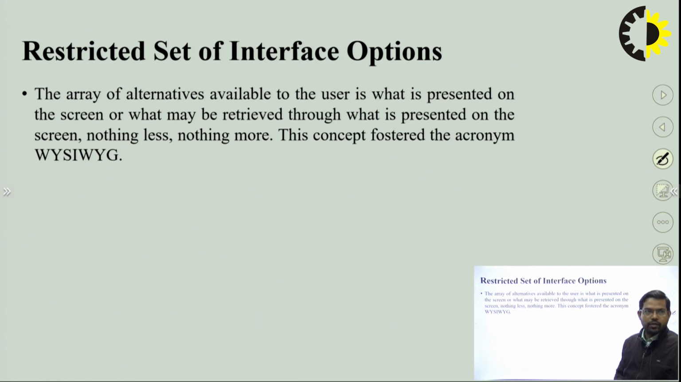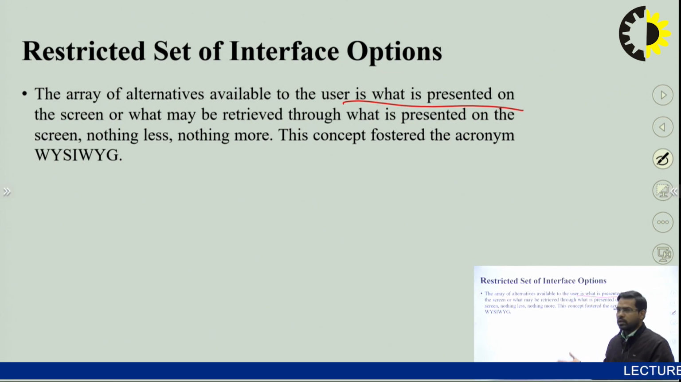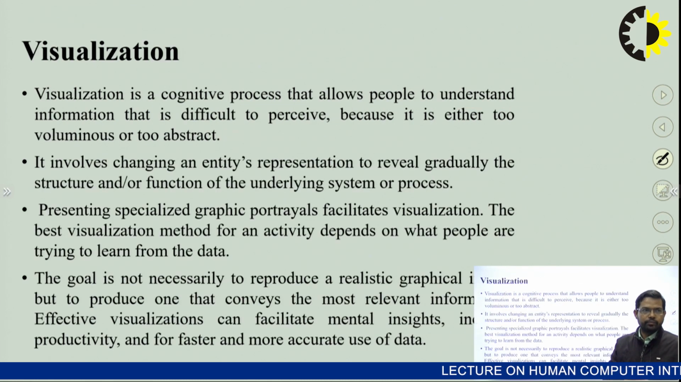Restricted set of interface options. We know that we have a graphical screen, and that is of very limited size. So the array of alternatives available to the users is what is presented on the screen and what may be retrieved from what is presented on the screen, nothing less, nothing more. So this concept fostered the acronym what you see is what you get, WYSIWYG. So what you see is what you get.